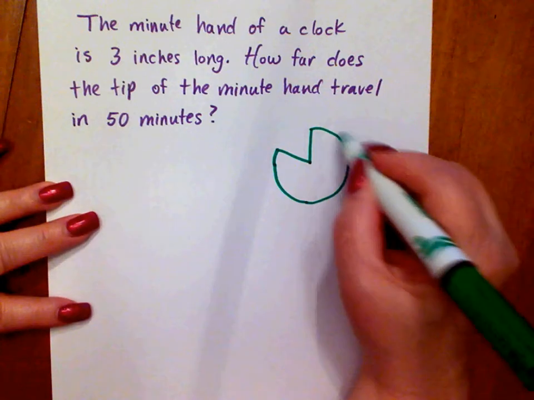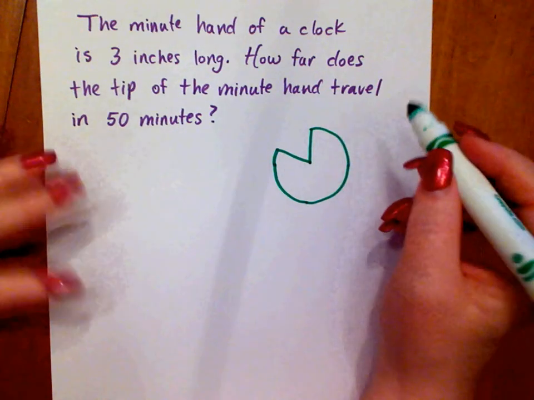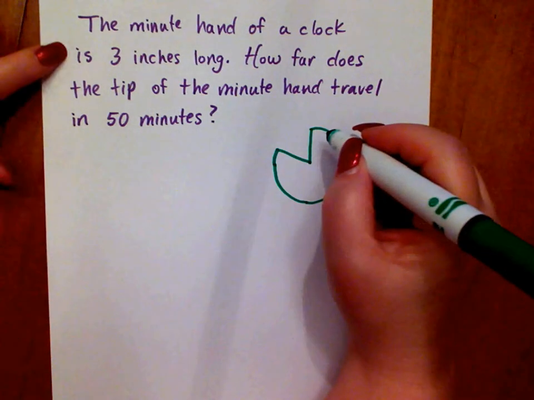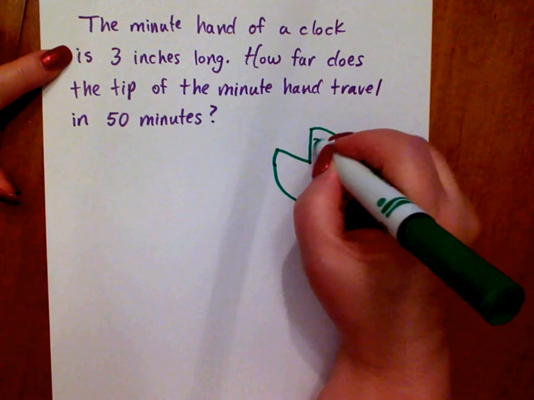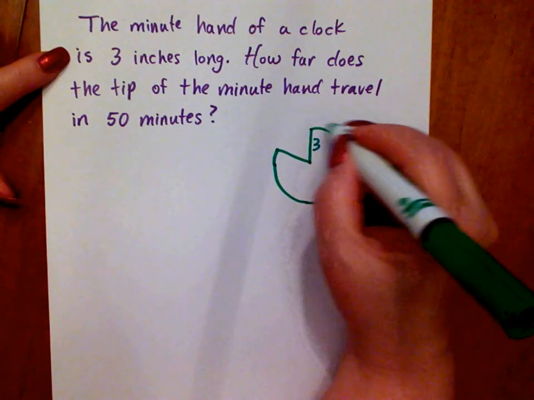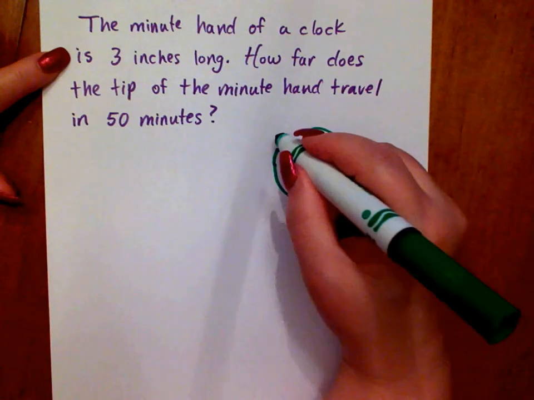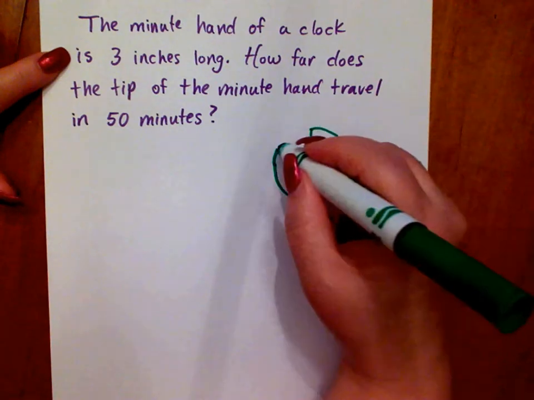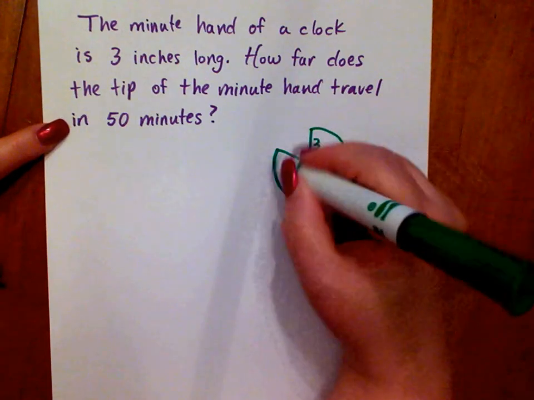So this is 50 minutes, but I need to somehow, because they ask me, just like any other sector problem, we know that the minute hand will end up being the radius, so the radius is going to be 3. They're asking me to find the arc length, really, because that's how far that minute hand travels as it goes around. But they didn't really tell me the angle, they just told me that it was 50 minutes.